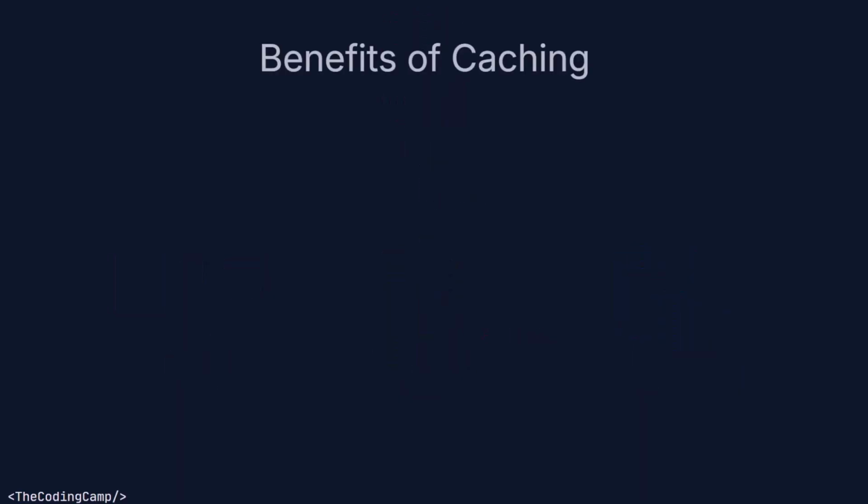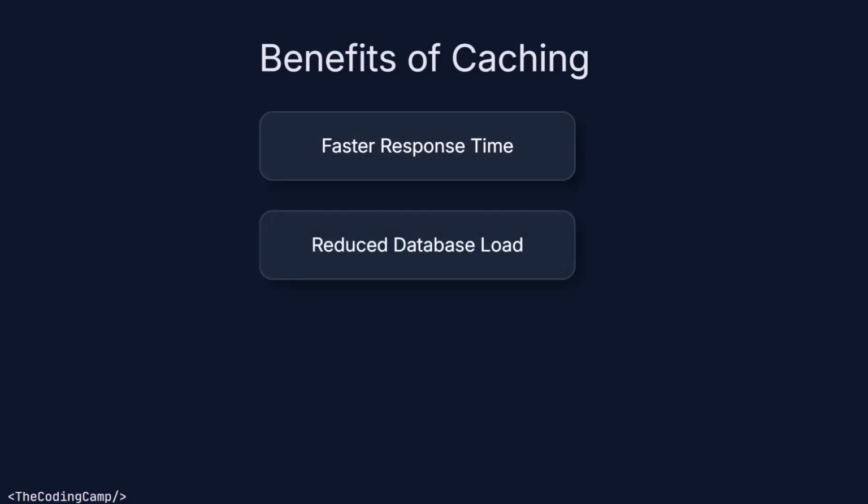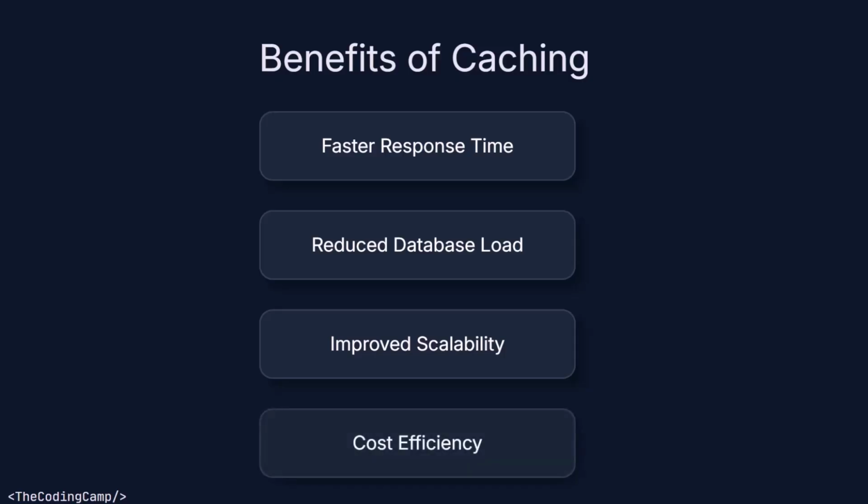The benefits of caching are faster response time, since cache is an in-memory storage, it's much faster than databases. Reduced database load, since fewer queries go to the databases. Improved scalability, since the system can handle more users without scaling the database. And cost efficiency, since less compute and database usage is required.